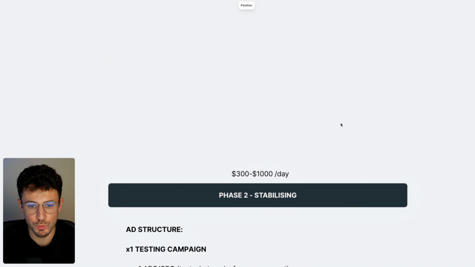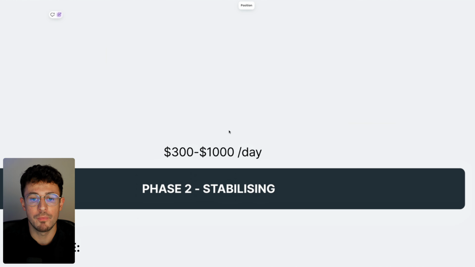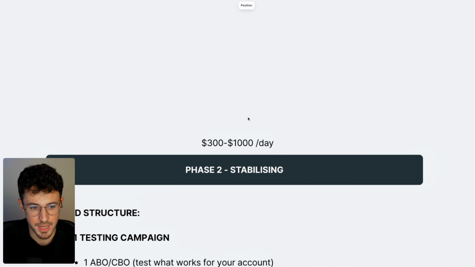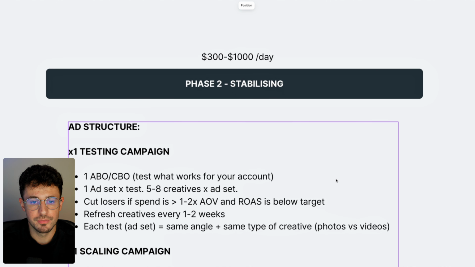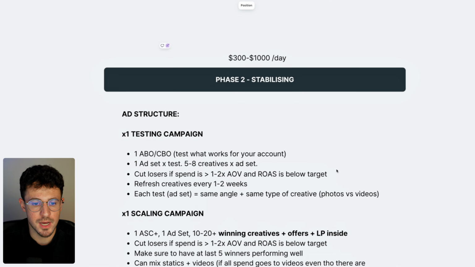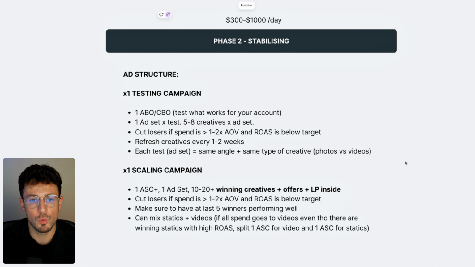Stage number 2 is when you're spending between $300 and $1,000 per day. The account structure to have during this phase is basically divided into 2 main campaigns, 1 testing campaign and 1 scaling campaign. Very simple ad structure. Testing campaign, you want to have 1 ABO or CBO. You need to test what is working for your account.